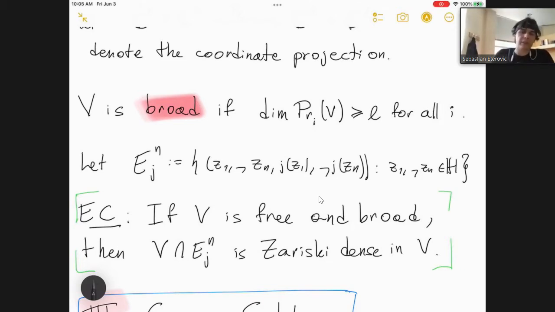So that's why freeness and broadness are stated here in the conjecture. And it is believed that this is enough to ensure that there's going to be a Zariski dense set of points in the intersection. So not just one, but actually a lot of them. Okay, so these are the three conjectures that I wanted to talk about today. These are three conjectures from three different points of view.